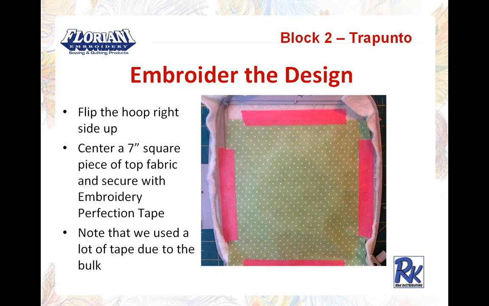Flip the hoop right side up, and this time you want to center a 7-inch square piece of your top fabric and secure it with embroidery perfection tape. Now notice that we've used quite a bit of tape here because there's going to be quite a bit of bulk on the top. We want to get it held nice and firm and stretched as tight as you can. And the other thing to be mindful of on the back and the top is just make sure that the tape is close to the edge so you don't stitch over the tape.